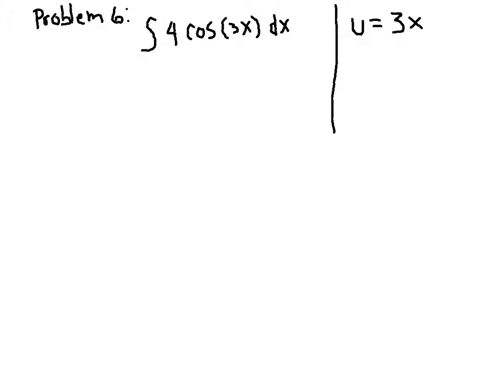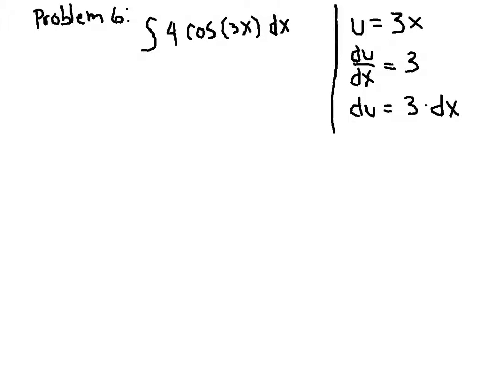Now we need to find du. Du is the derivative of u. So instead of looking at our integration here, we're going to just take the derivative of 3x. So du over dx is 3. Du equals 3 dx.